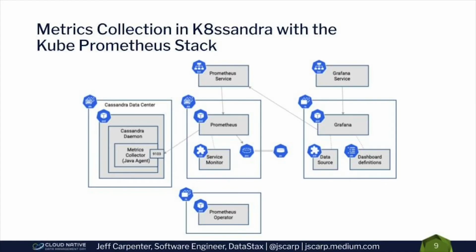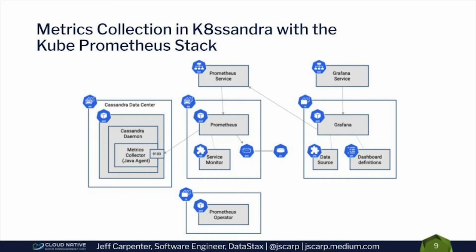Now, this diagram is from the Cassandra project I mentioned earlier for running Apache Cassandra on Kubernetes. It was super easy to build metrics collection into Cassandra just by including the Kubernetes stack using a Helm chart. And then we configured the Prometheus service monitor with information about how to connect to the Cassandra nodes, what service to use, and what metrics to collect.